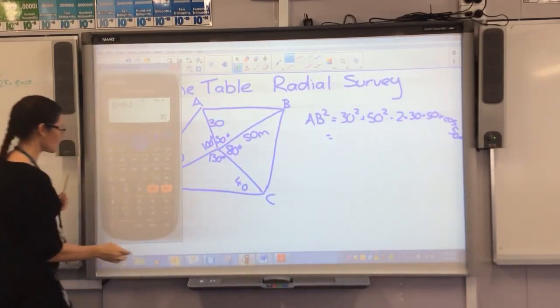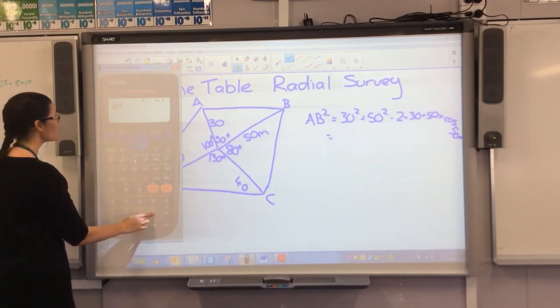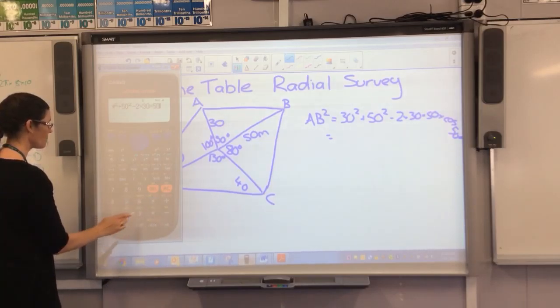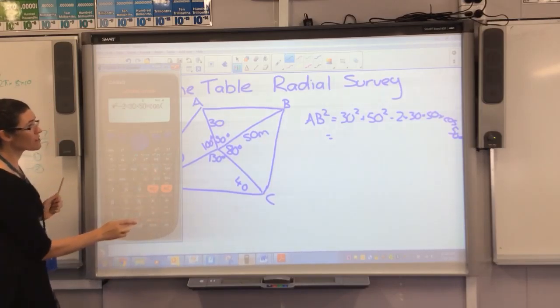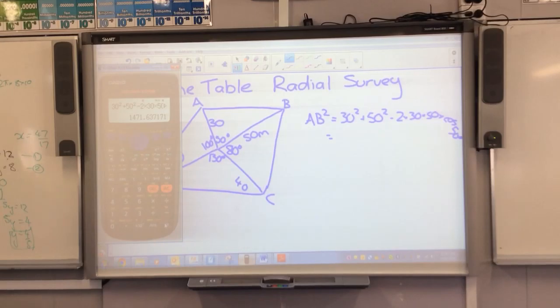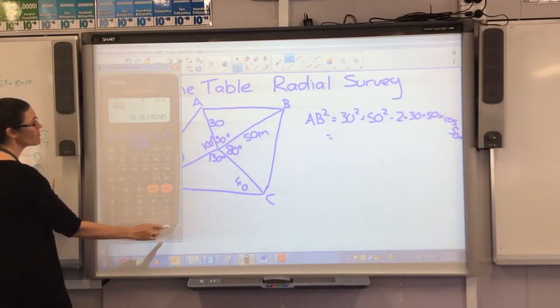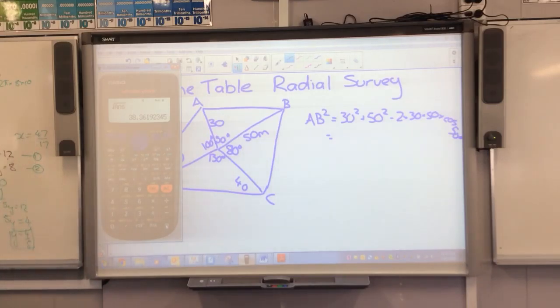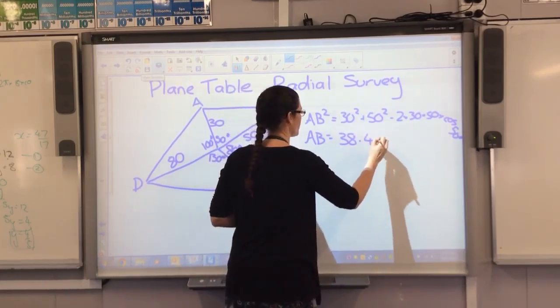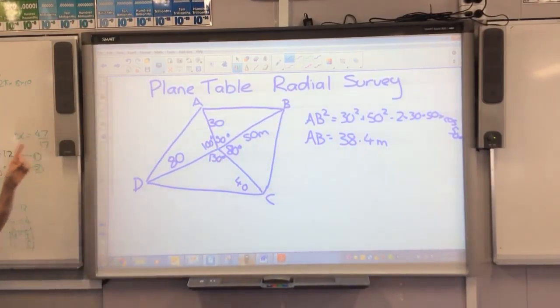So I grab my calculator, I type it in, 30 squared plus 50 squared minus 2 times 30 times 50 times cos 50 again. Okay, I got 1,471. Is that my answer? No. What have I forgotten to do? I didn't square root it. So I need to square root my answer, giving me to one decimal place, 38.4. And what I would need to do is I'd repeat that 3 more times to find the entire perimeter.